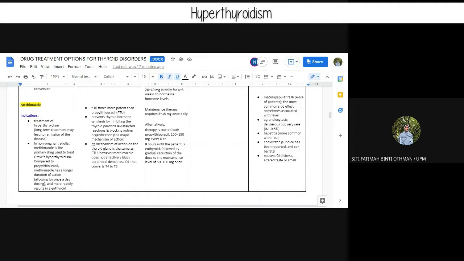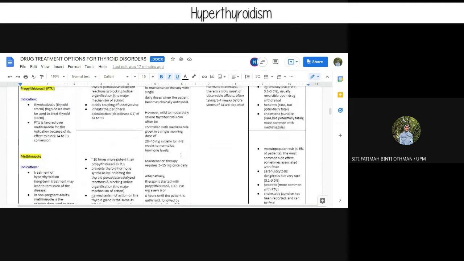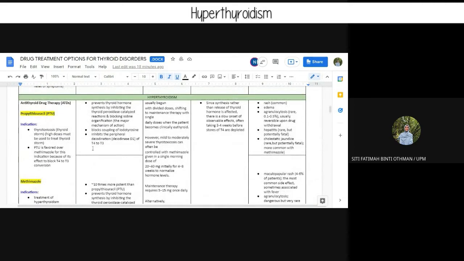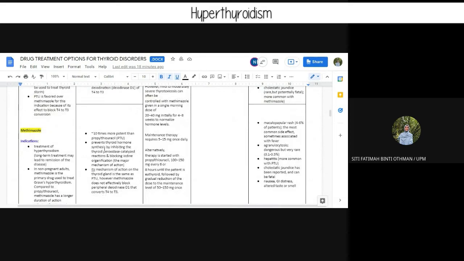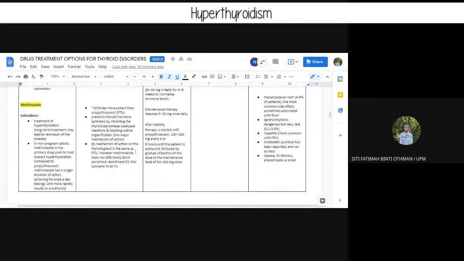However, methimazole does not effectively block peripheral deiodinase, the enzyme that converts T4 to T3. We can see that PTU inhibits the peripheral deiodination of T4 to T3.